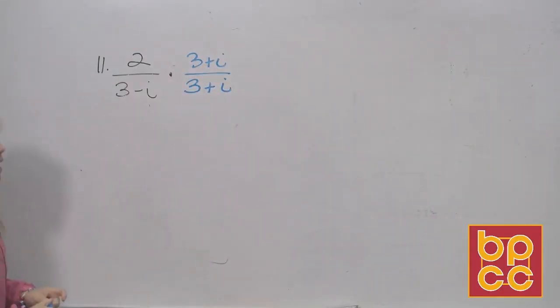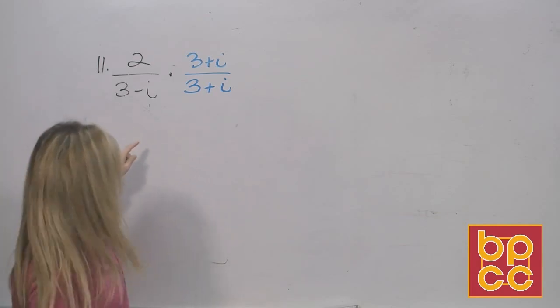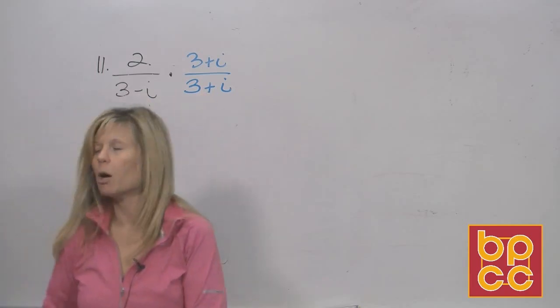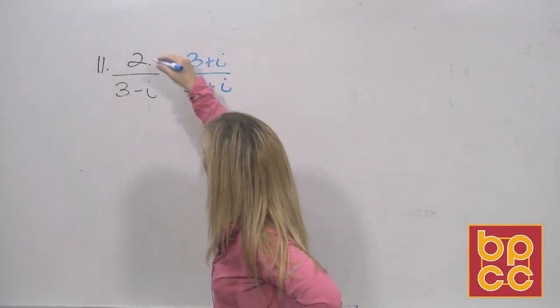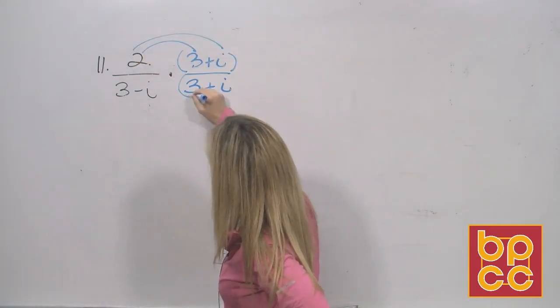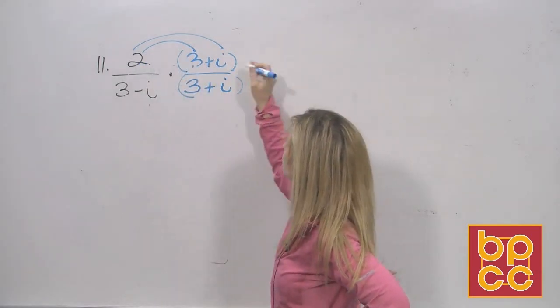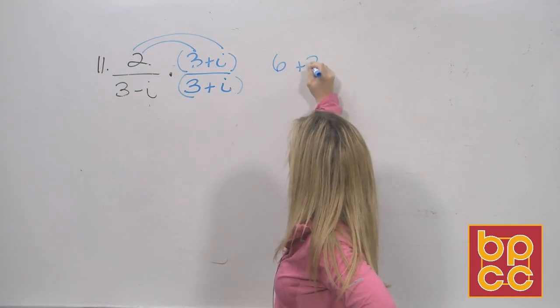So now we're going to multiply. You've heard me sing before. Multiplying fractions is no problem. Top times top, bottom times bottom. So we're going to multiply. How do you multiply a monomial to a binomial? You distribute. So if you need to keep the parentheses so you can see the 2's in front and you're distributing, that's fine. 2 times 3 is 6. 2 times positive i is positive 2i.